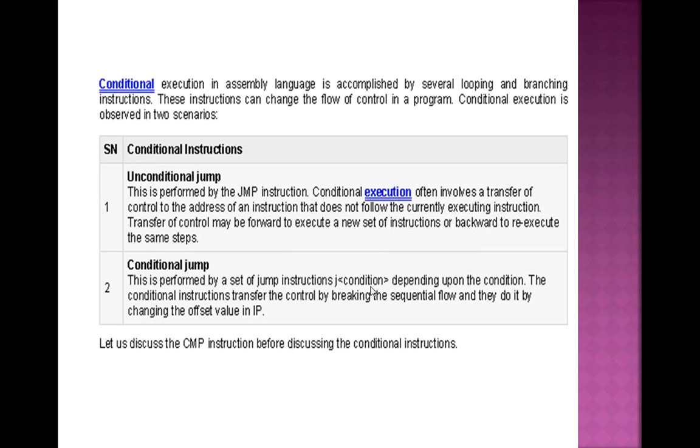That was the unconditional jump. Next is the conditional jump. This is performed by a set of jump instructions, J condition. Depending on the condition, the conditional instructions transfer the control by breaking the sequential flow, and they do it by changing the offset value in the IP, the instruction pointer. Now let's discuss the CMP instruction before going to the conditional instructions.